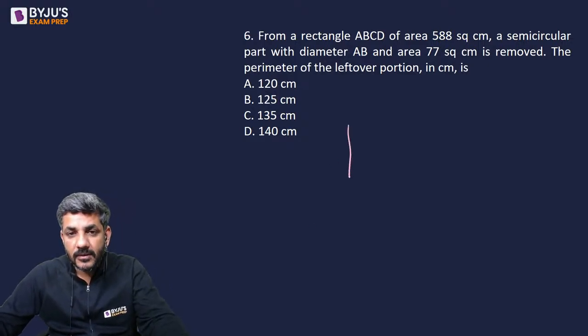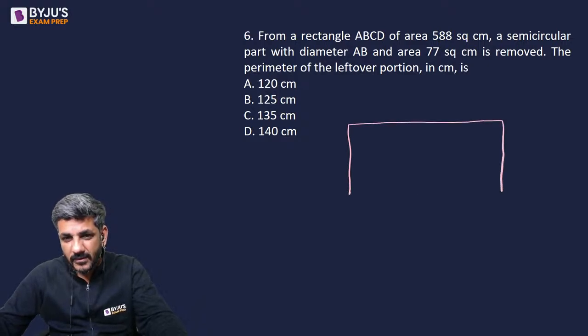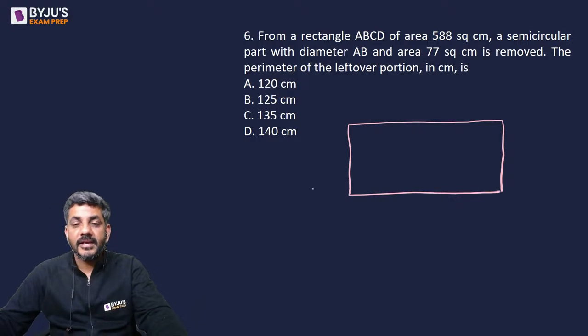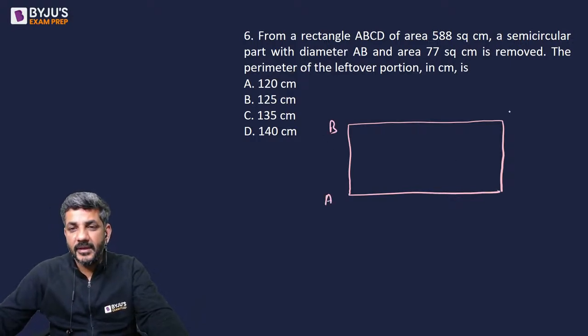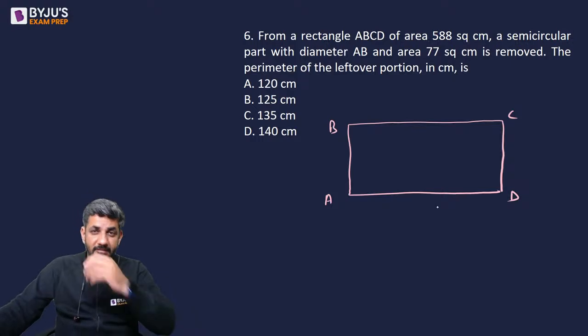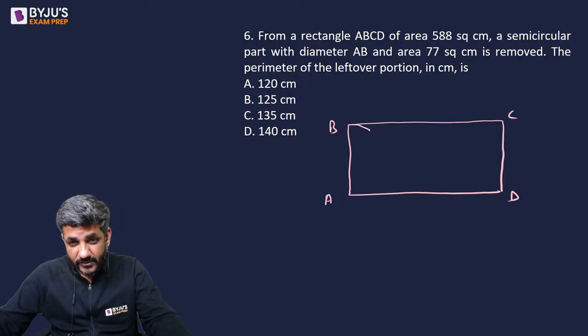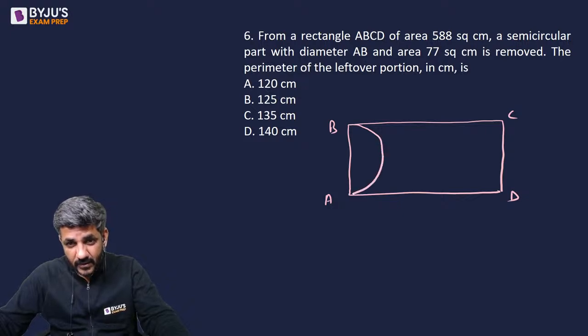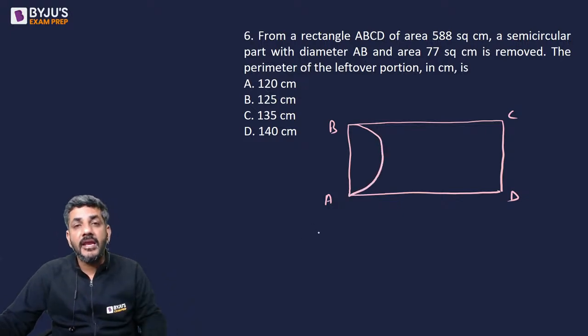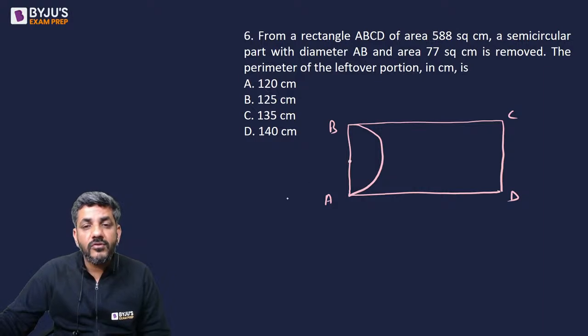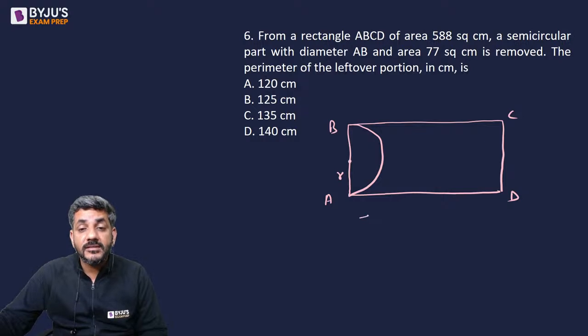Let's do it now. So here is a rectangle, let's say. It says from the rectangle ABCD of area 588, a semicircular part with diameter AB and area 77. So this is a semicircle. If the diameter is AB and area is 77, half of AB would be the radius. Let's call half of AB as R. So area of a semicircle is given by pi r square divided by 2. That is given to us as 77.